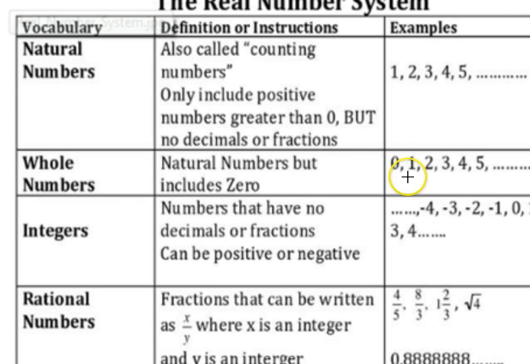Further, if you extend whole numbers by adding negative integers, what you get is integers. What we mean by integers: numbers that have no decimal or fraction, and can be positive or negative. What we still do not have within the number system up to integers is any decimal values or any fractions added to this group.